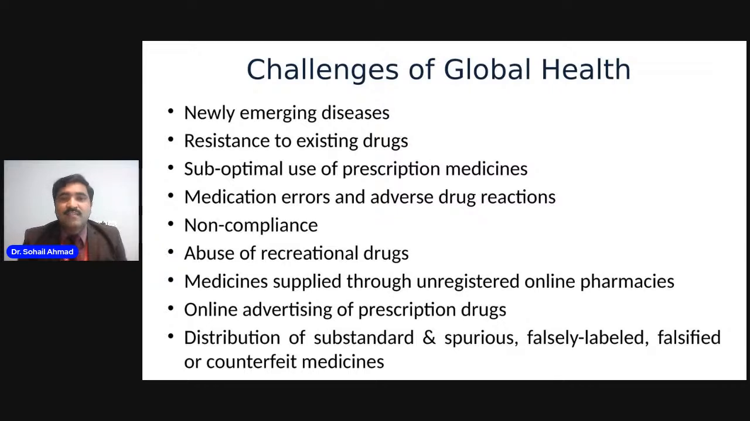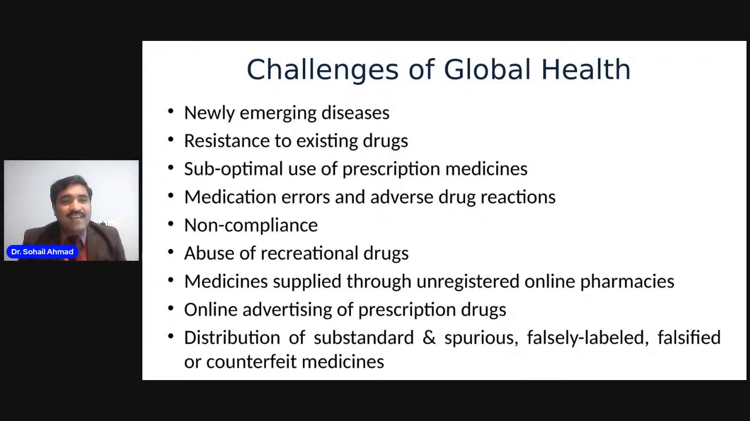Following this is suboptimal use of prescription medicines. We all know overuse, misuse, erratic use, and contraindicated use of prescription medicine can cause a serious burden on our overly stretched healthcare system. Then medication errors and adverse drug reactions. Non-compliance is also a major contributor to healthcare burden.